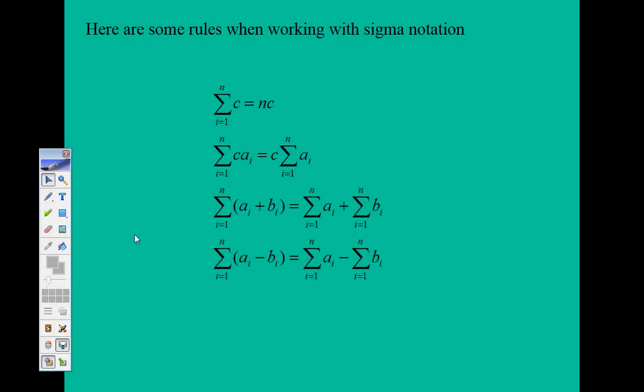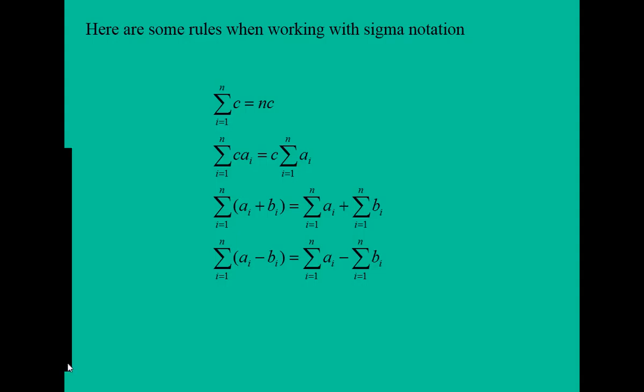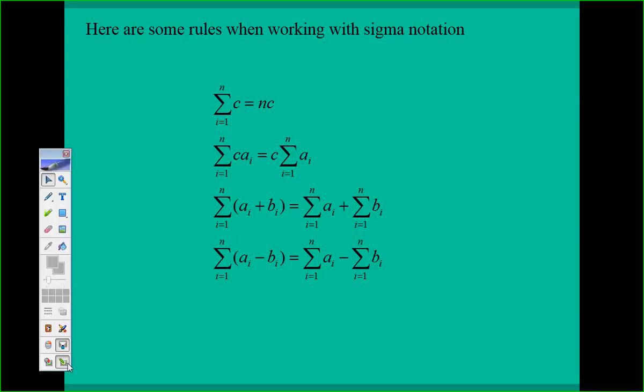Now here are some rules when working with sigma notation. Let's look at this first one. If I have, let's take for example the summation from i equals 1 to, let's say, 10, and I'm summing up the number 4. So I'm just representing this with some numbers. This would equal 4 plus 4 plus 4 plus 4. We'd have this 10 times.